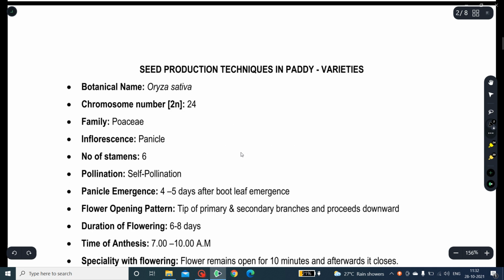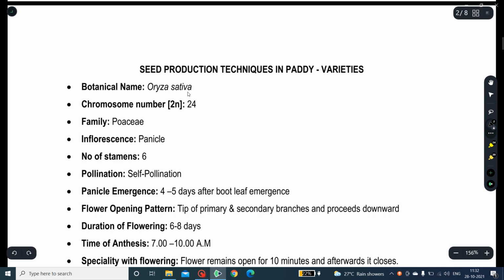And so far in seed science and technology, we have seen the morphology, seed quality, and the principles of seed production aspects. Now we are entering into the seed production techniques, and particularly in this video we are going to see about the seed production in paddy varieties, varietal seed production.